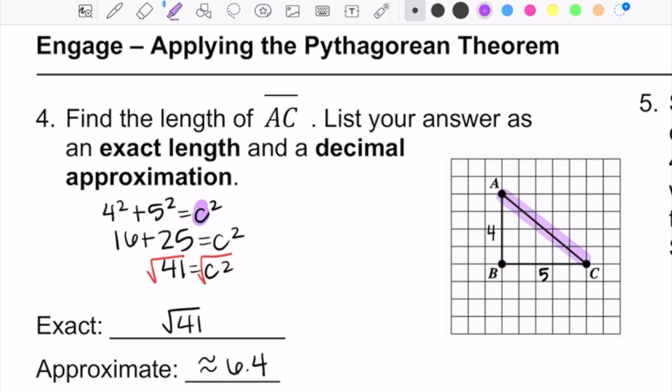And then we take the square root of both sides. And so we get that the exact value for this one is the square root of 41, which when you type it into a calculator, you get that it's approximately 6.4. So we can create something on a graph and use triangles, kind of like slope in a way, to find the length of the segment.